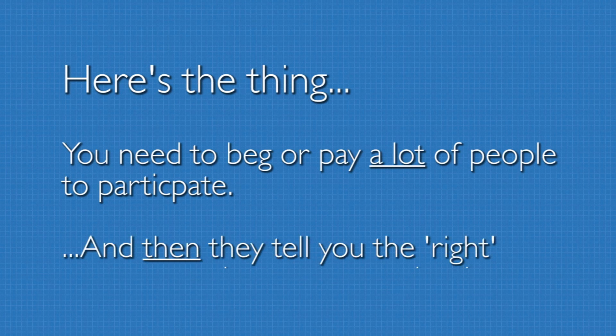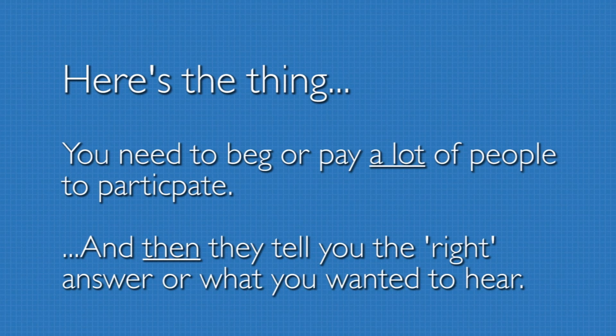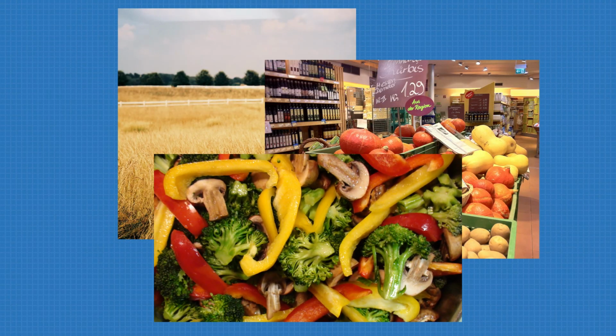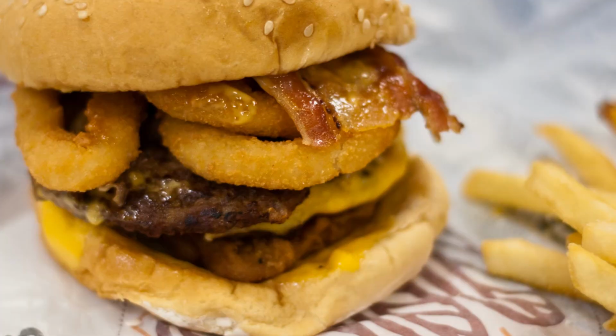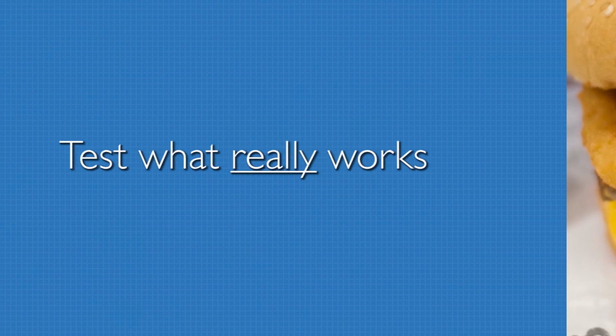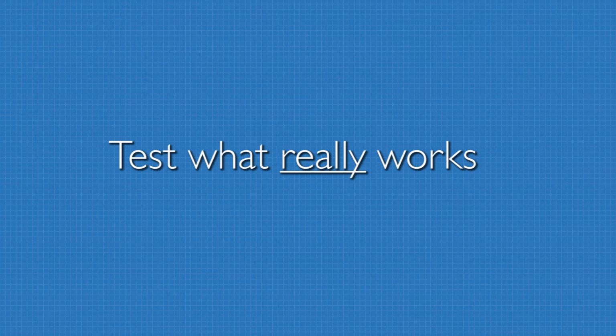Secondly, people famously tell you what you want to hear, or what they think the right answer is. So a focus group would probably tell you that the most important thing about a meal is that it's sustainably sourced, natural, and healthy, when they actually buy fast food. This is why we believe in testing what people really respond to, instead of what they say they would respond to.